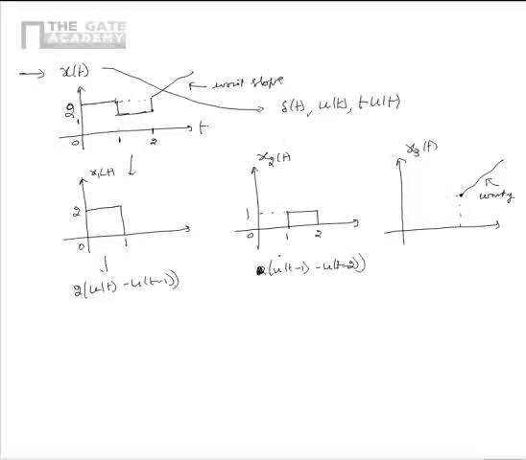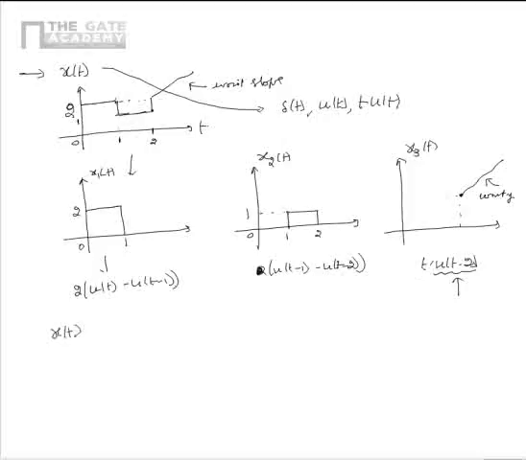Sorry, there shouldn't be u in this case, 2 in this case. Similarly, x3 of t can be written as t times u of t minus 2. U of t minus 2 is taken here because the ramp starts from the instant t is equal to 2 and is present till t tends to infinity, and it is of unity slope.